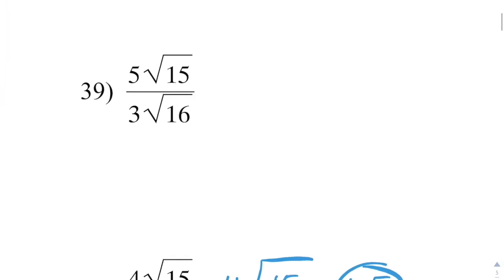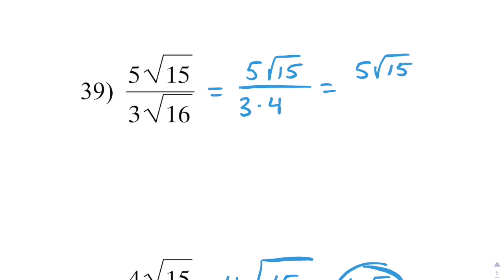39. This one looks like 15. Well, let's look at the factors of 15. 5 and 3. Neither of those work. We're going to leave it just the way it is. But the square root of 16 works really well. It's 4. So we're going to get 5 square root of 15 over 3 times 4. So we get 5 square root of 15 over 12. And we are done.